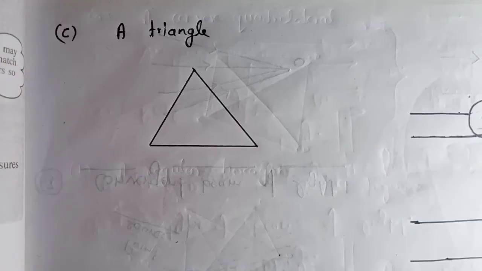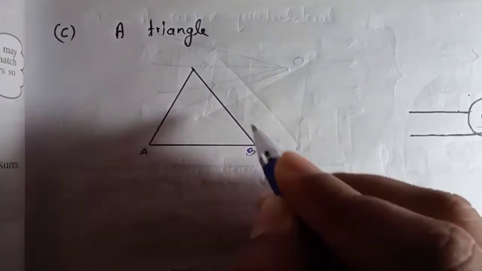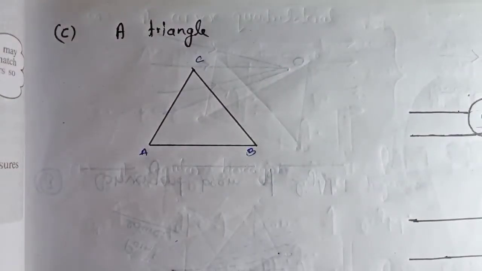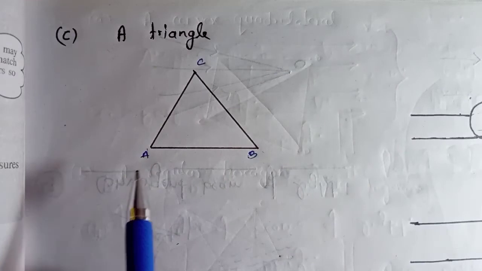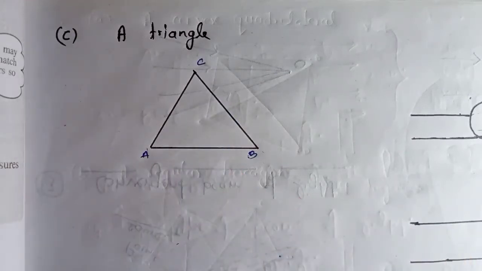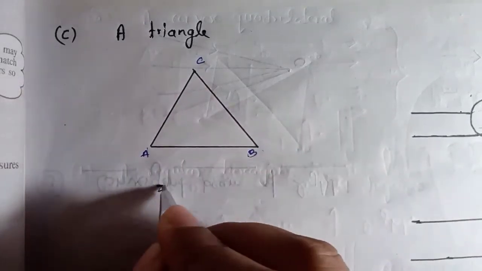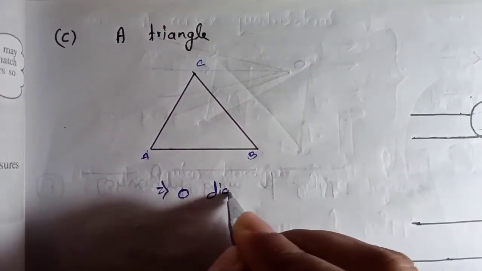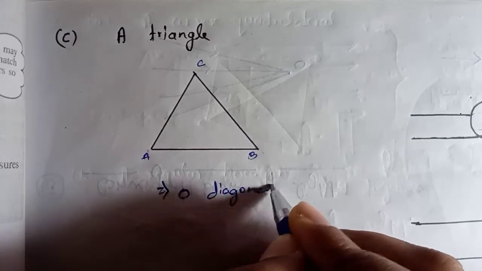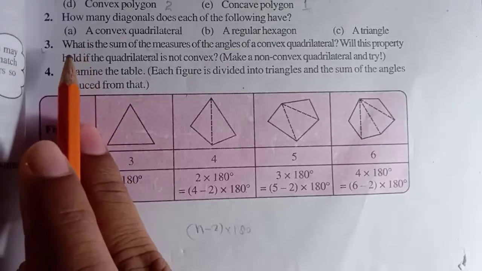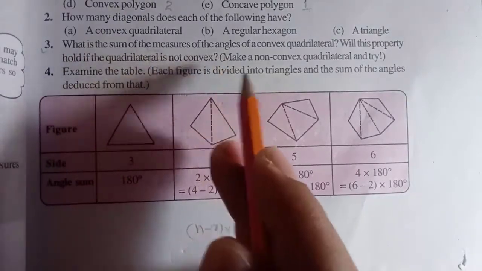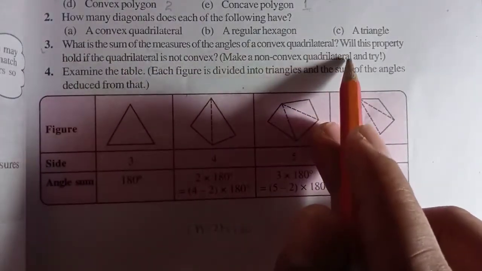And in case of a triangle A, B, C, these are the 3 vertices, and you can see B and C both are the consecutive vertices for A, so we can't make any diagonal there. So in this case, 0 diagonals.